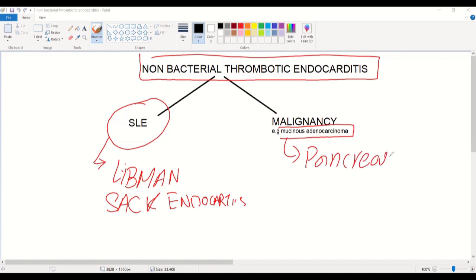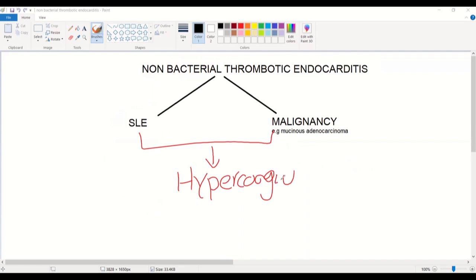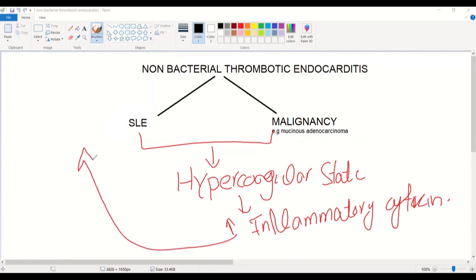So what do these conditions do? These are hypercoagulable states. Hypercoagulable states increase inflammatory cytokines, and these cytokines lead to the deposition of material on the valve.